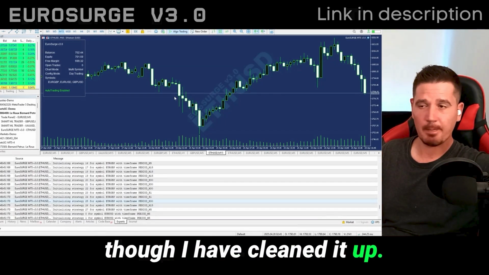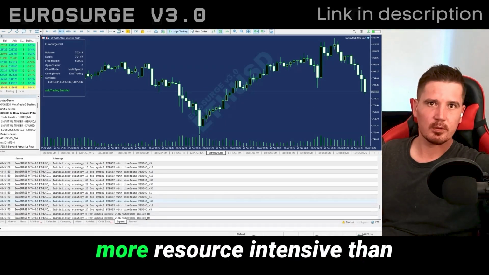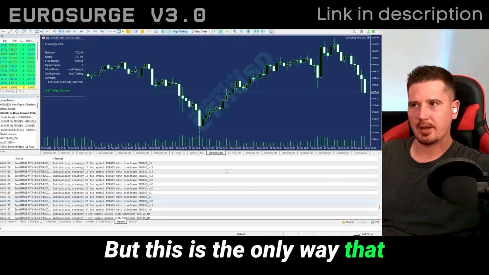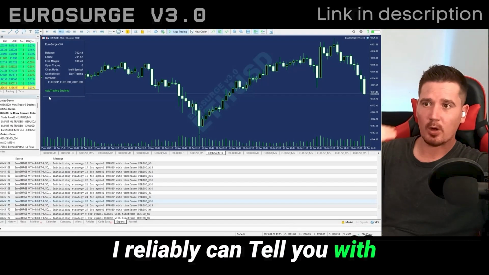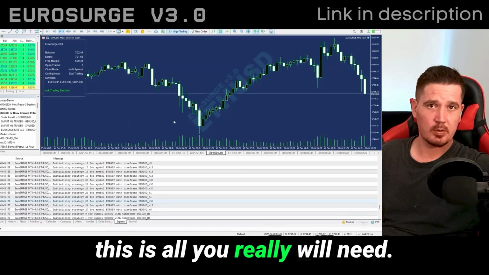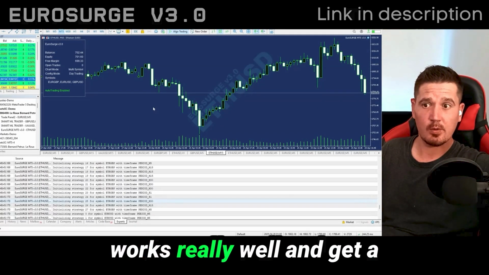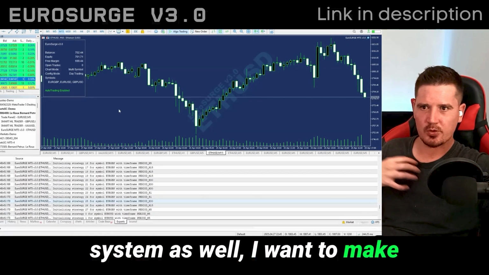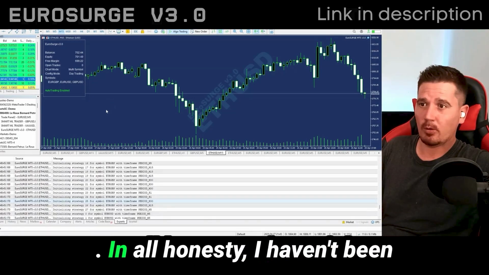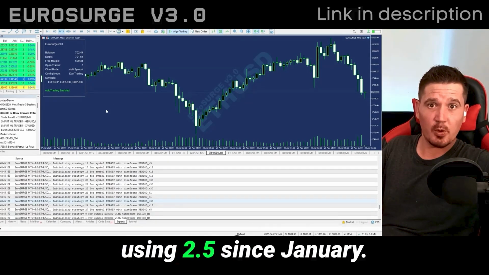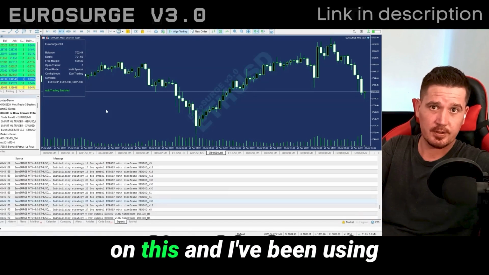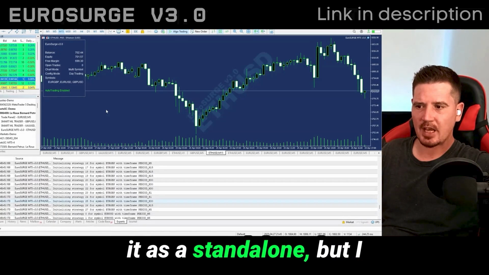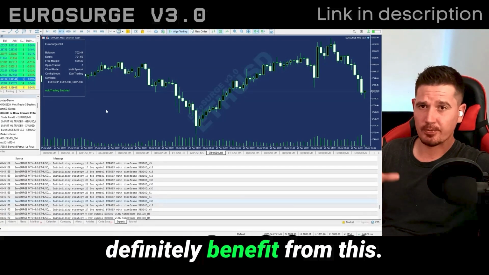Even though I have cleaned it up immensely, it is still way more resource intensive than what EuroSurge ever was. But this is the only way that I reliably can tell you with confidence and say, yeah, this is all you really will need. So let's just focus on what works really well and get a very robust system. I use this system as well. I want to make sure that it is good, right? In all honesty, I haven't been using 2.5 since January because I've been working on this. And I've been using this for a very long time. I was going to introduce it as a standalone, but I thought EuroSurge would definitely benefit from this.